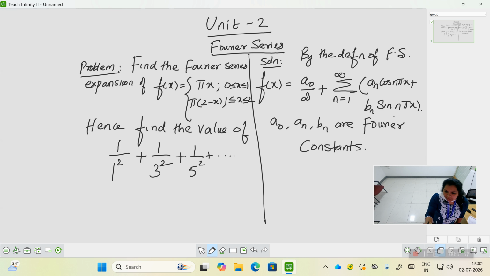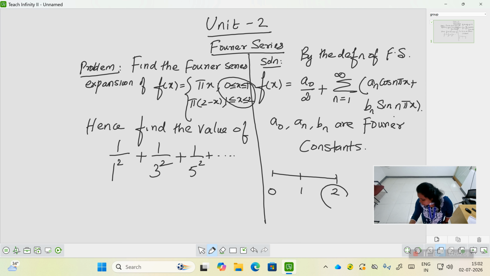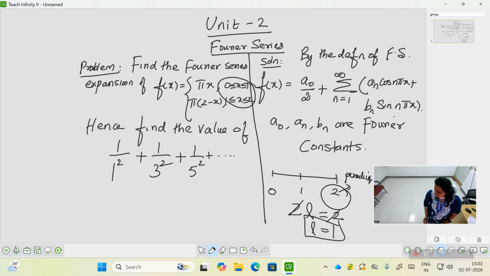Now if you look at the interval, it is from 0 to 1 and 1 to 2. So the periodicity is 2, and we are going to calculate L. So 2L equal to 2, cancel 2 on both sides, you get L equal to 1. Based on this, we look at the formulae. We will calculate all the constants one by one, and finally substitute them in this expansion.